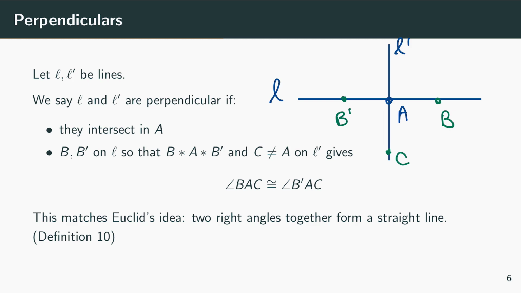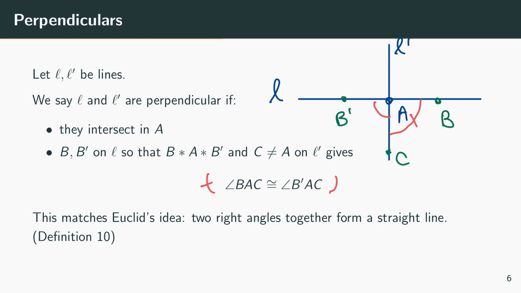And what I want is these lines are perpendicular precisely if that angle is congruent to this angle. Right, so BAC is the one that I did with the little notch in it, and B prime AC is the angle I did without the notch.